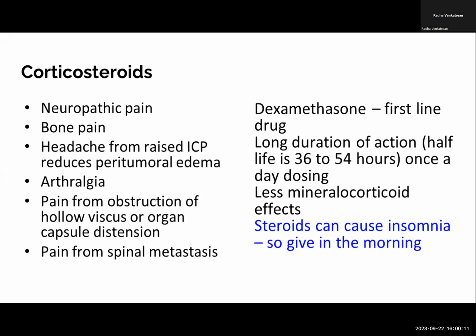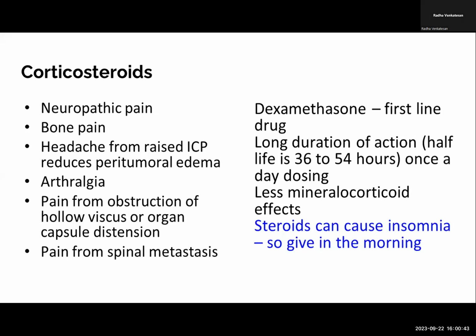The next very important group is corticosteroids, especially in cancer pain and neuropathic pain. Nerve pain forms a very big chunk of cancer pain. 40 to 60% of cancer patients can have neuropathic pain, either due to the disease itself, due to chemotherapy, or due to different types of treatment that they go through. Many chemotherapy medications commonly cause neuropathic pain.